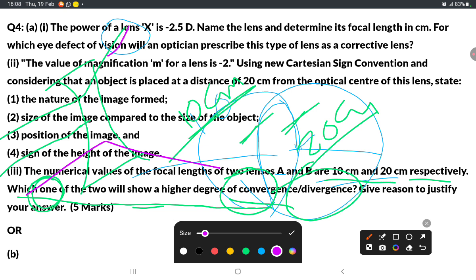On the same side, there is a possibility of rays coming from this side also, right? Which will give this side convergence, right? So from two sides it will either converge or diverge. Clear?